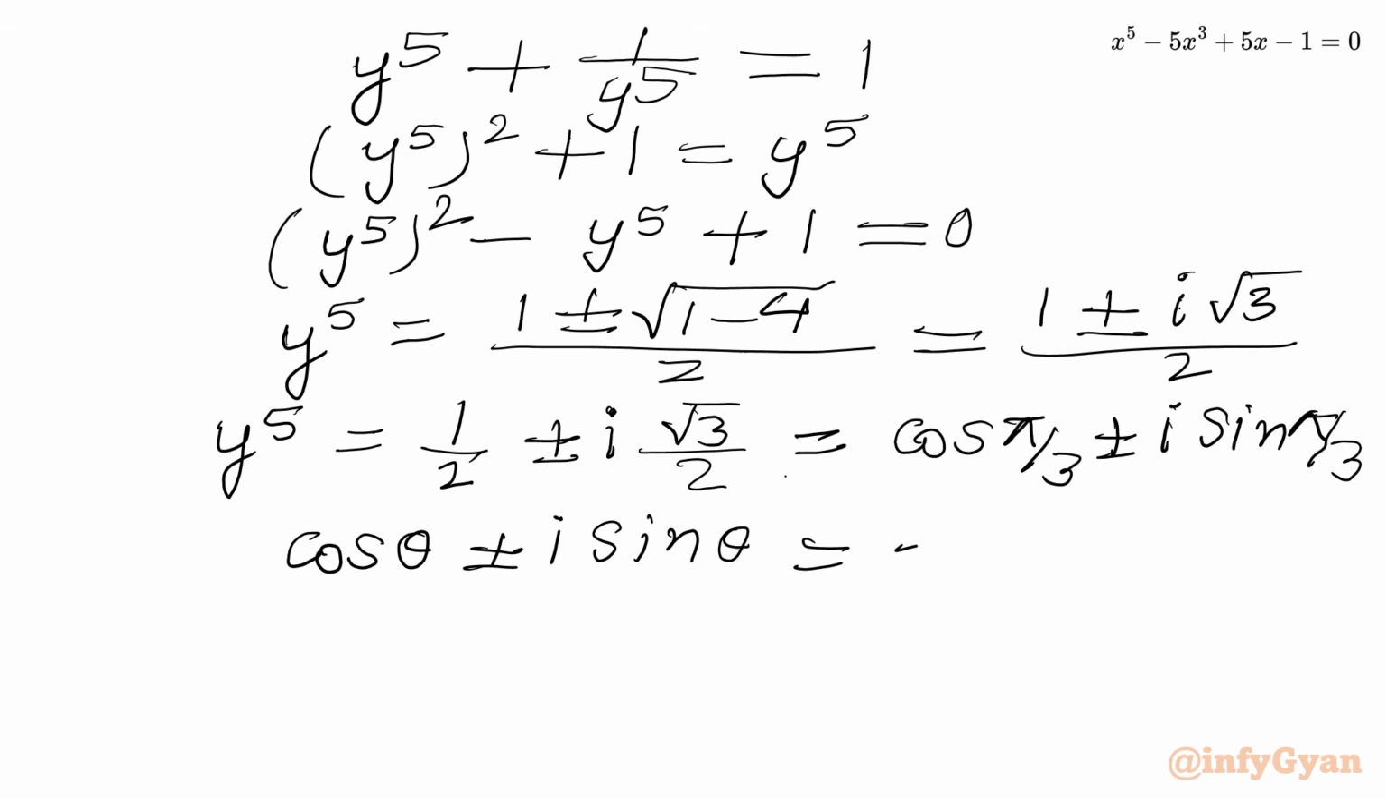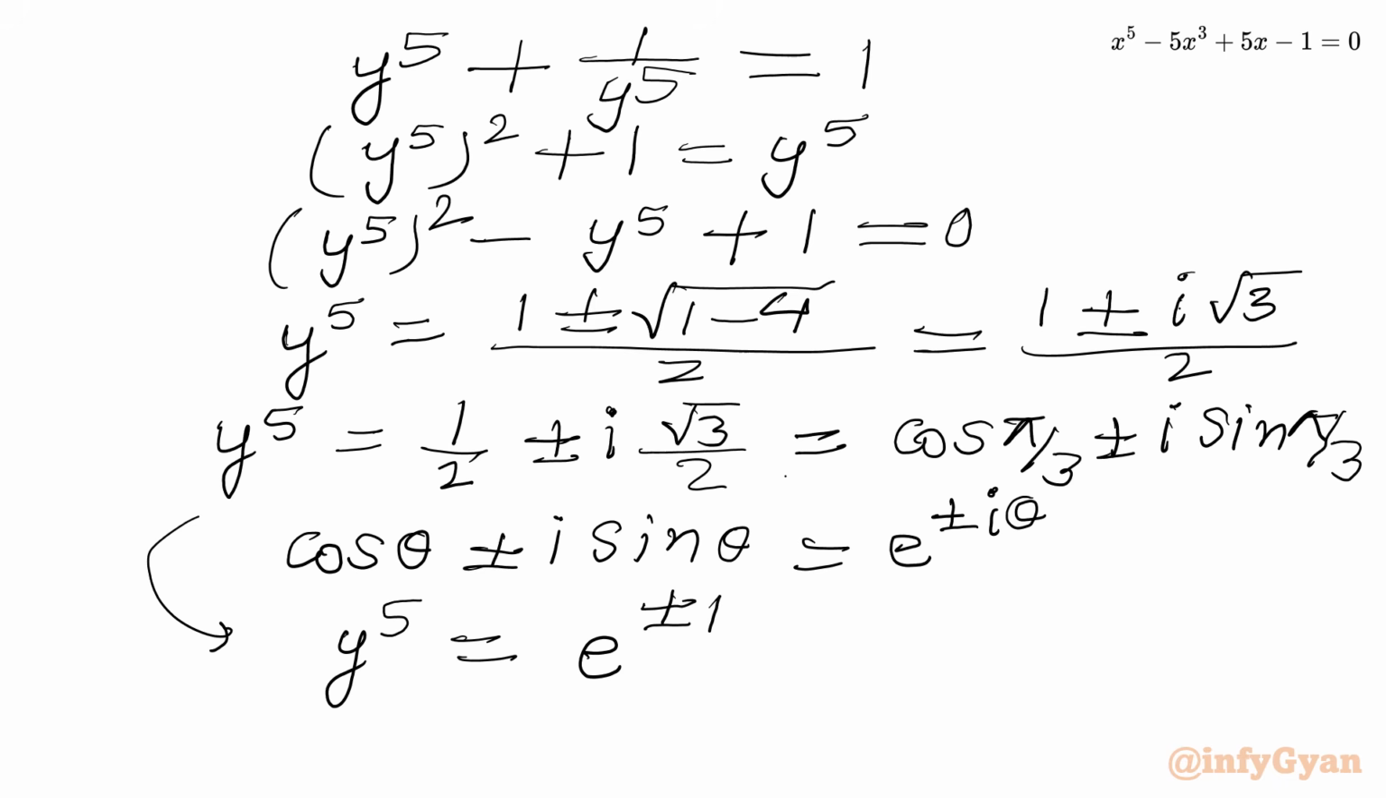This will be equal to e raised to the power plus minus i theta. So from our equation, I can find y to the power 5 in exponent form: e raised to the power plus minus i pi over 3. To find all 5 roots, we account for the full rotation 2k pi.